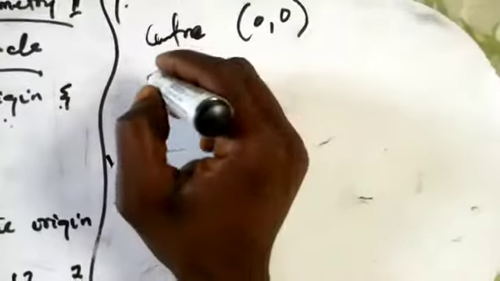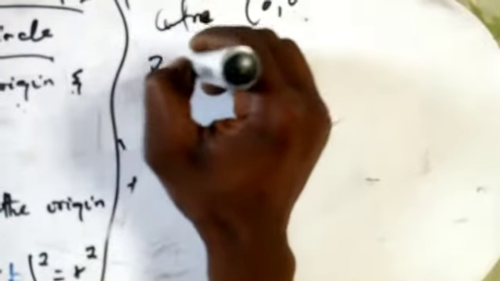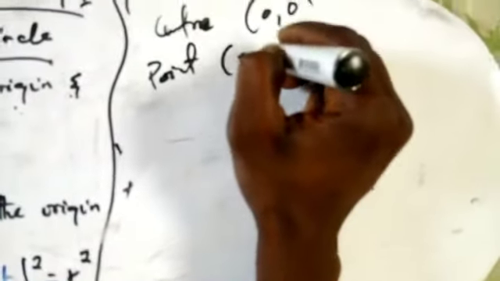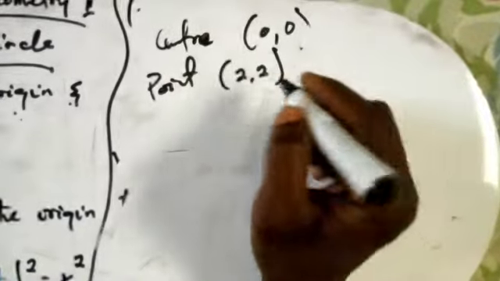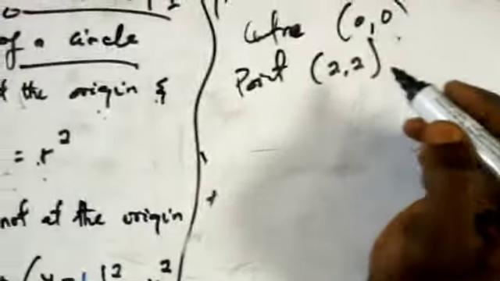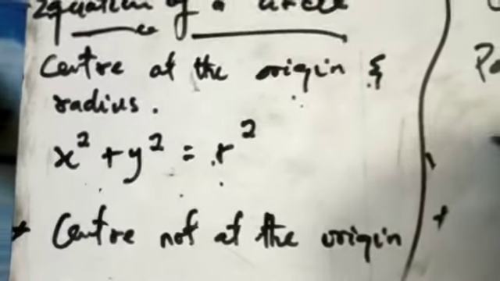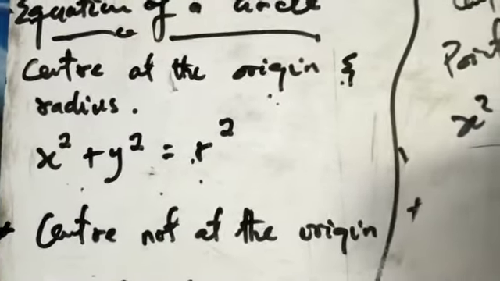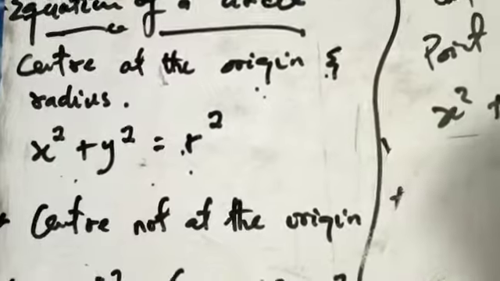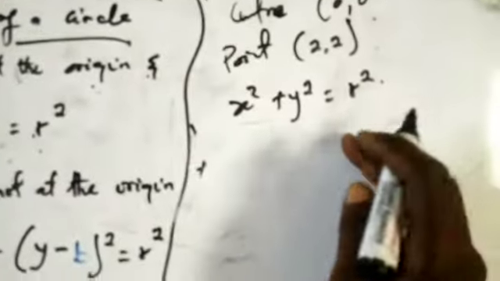So you have another point, which is your location, to be 2, 2. Okay, they say you should write the equation of the circle. Which equation are you supposed to use? Since you are the origin, you have to use this equation. Is that okay? So that gives me x squared plus y squared is equal to r squared, right? So that is the equation.